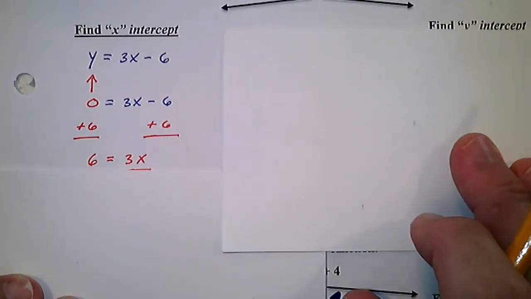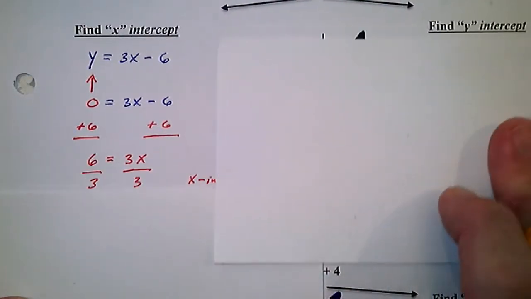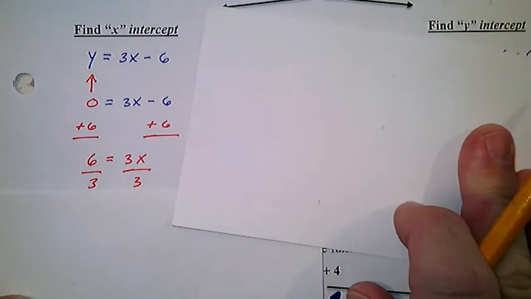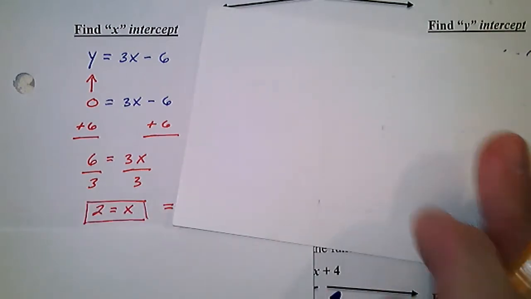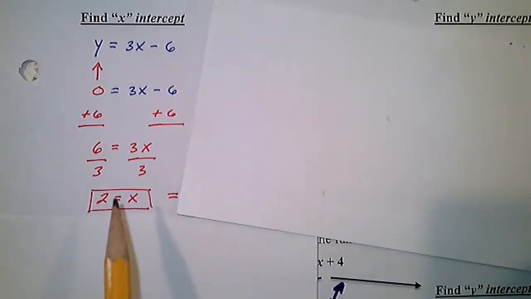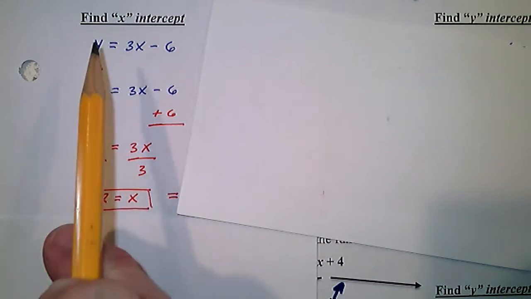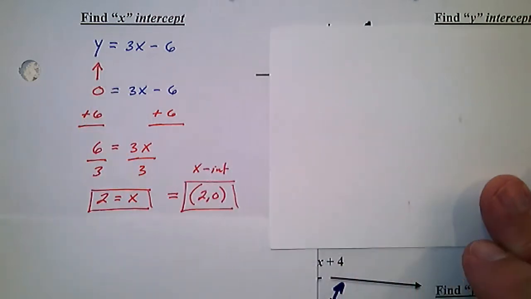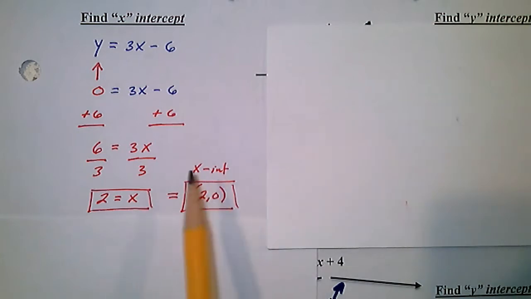And now I want to get x by itself. So I'm going to divide by 3. And that's going to give me x is equal to 2. Now, if x is equal to 2, what's the y? Well, we just said y was 0. So your x-intercept is at 2 comma 0.